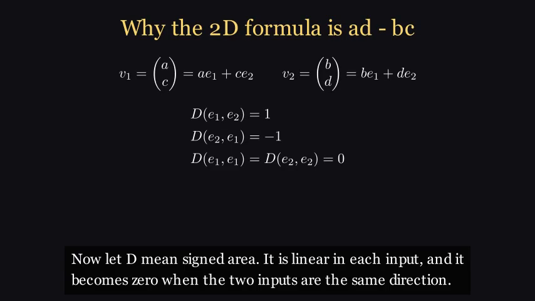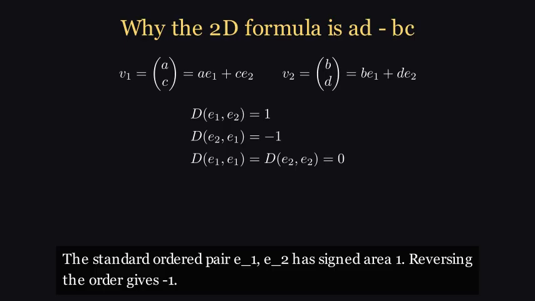Now let D mean signed area. It is linear in each input, and it becomes 0 when the two inputs are the same direction. The standard ordered pair E1, E2 has signed area 1. Reversing the order gives -1.